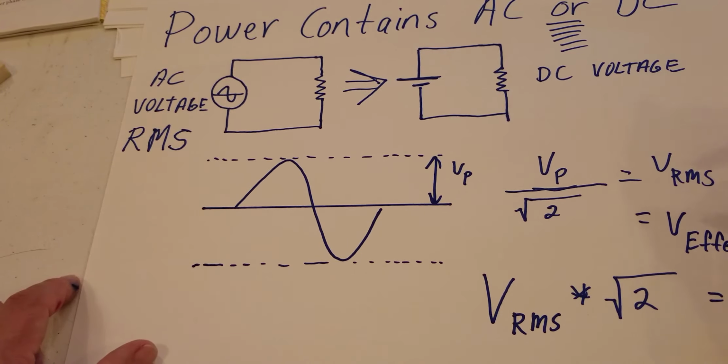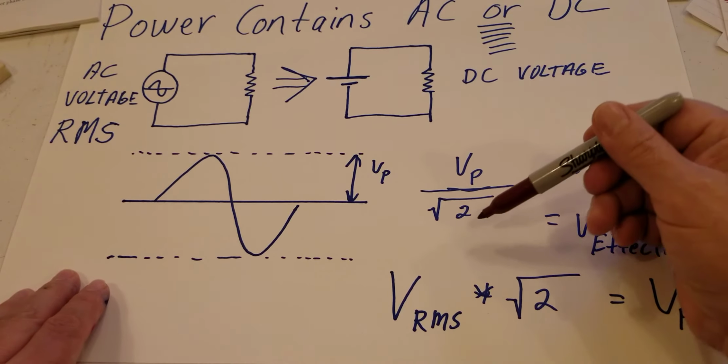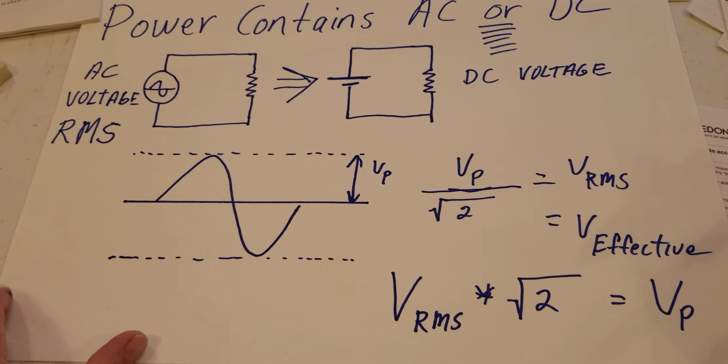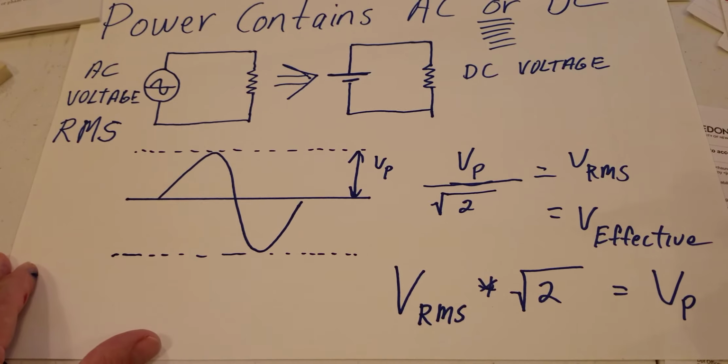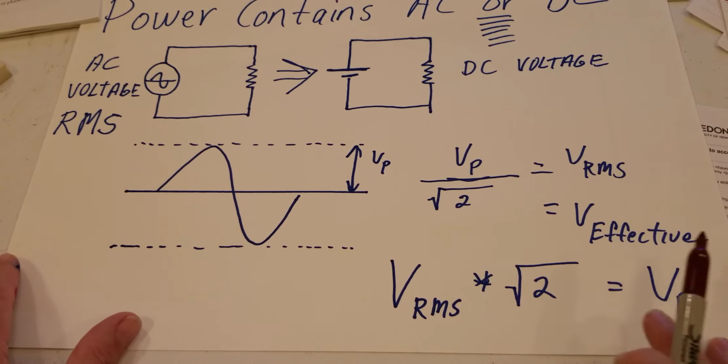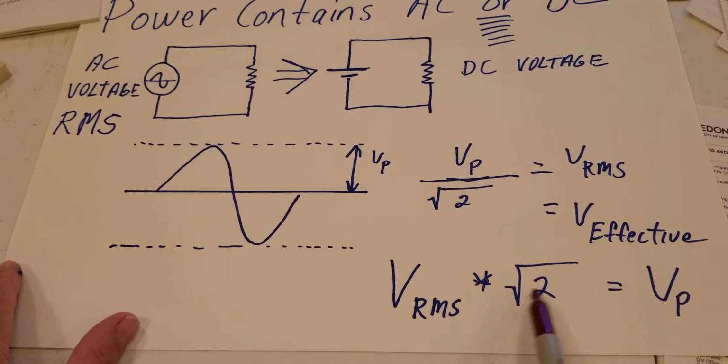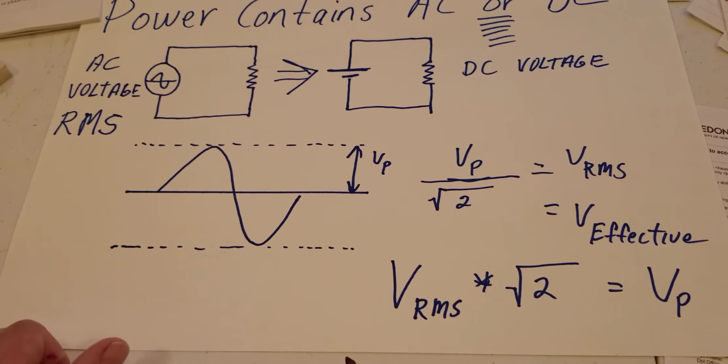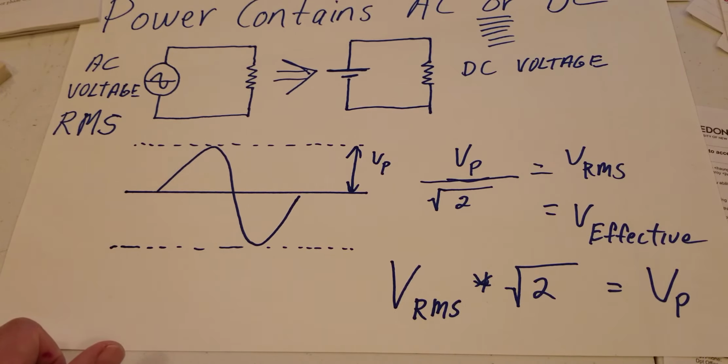The RMS value is simply the peak value divided by the square root of 2. It's that simple. Okay? And if you were given the RMS value, you could calculate the peak value just by multiplying it by the square root of 2.